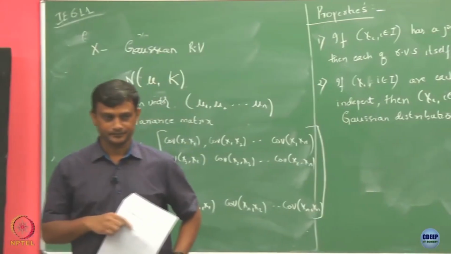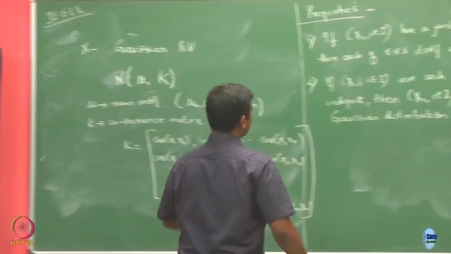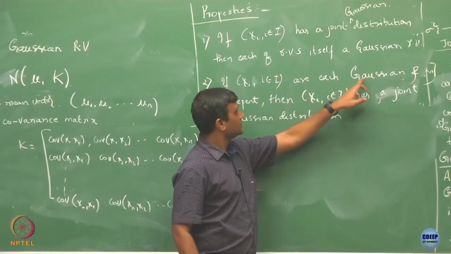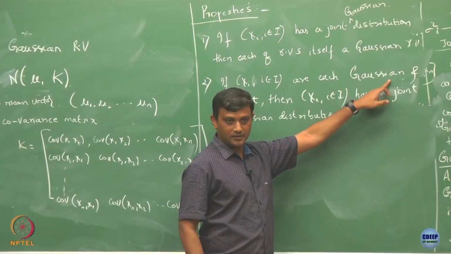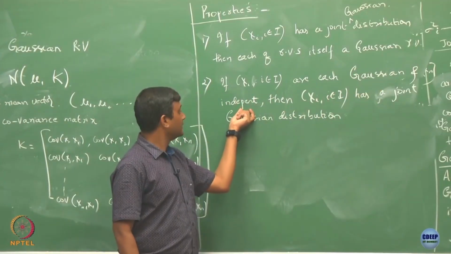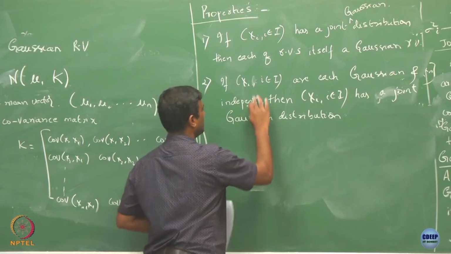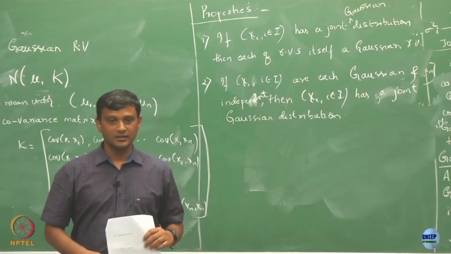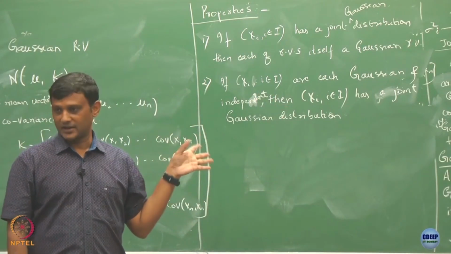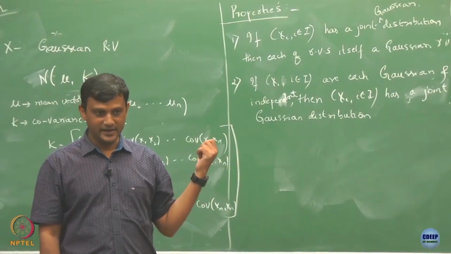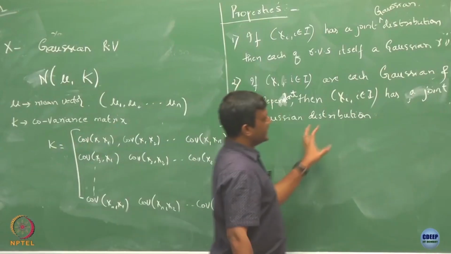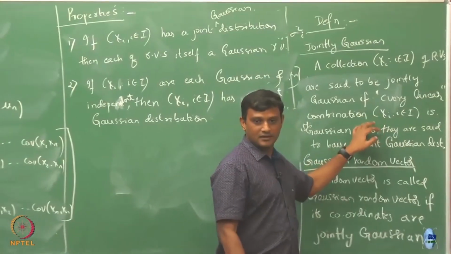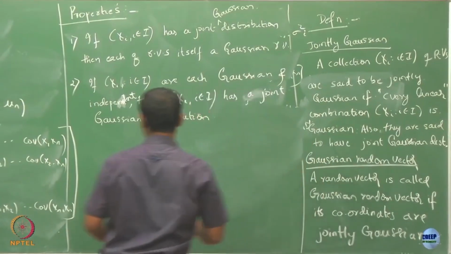The second point. What we are saying is, if these xi's, this collection of random variables, are such that each is Gaussian and independent, did we show this or not? Yes. If each of the random variables is Gaussian and they are independent, we have already shown that any linear combination of them is again going to be Gaussian, and then by definition it has a joint Gaussian distribution.